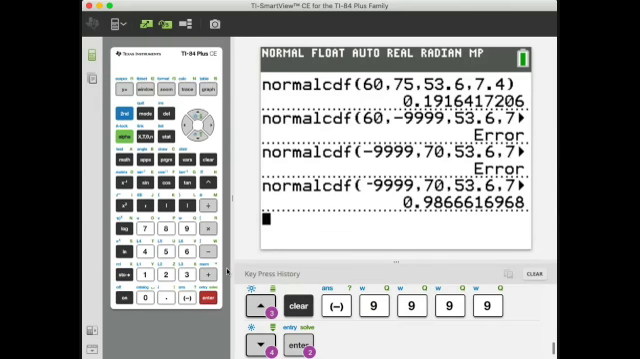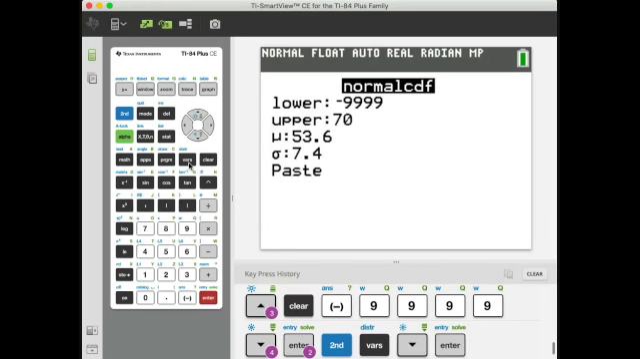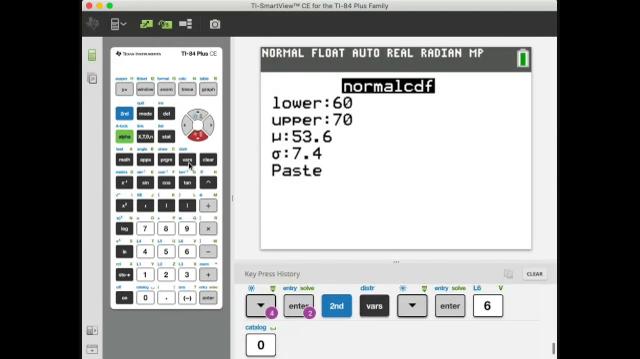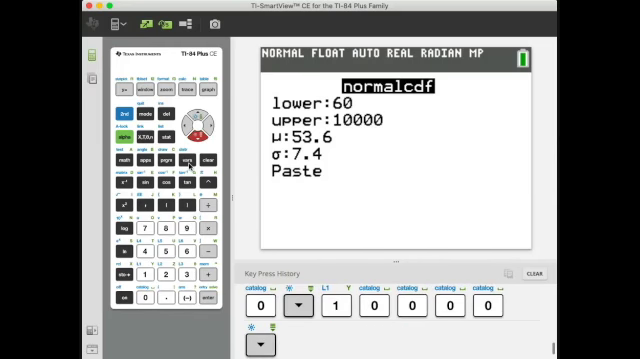Okay, so we are going to then do the last one. Very similar. This is normal CDF. Here we're saying at least 60. So our lower bound is 60. And for our upper bound now, we just put in some really big number, because you can't put in infinity. Or you can put in 10,000. Something like that. It won't matter. And luckily our calculator remembers the mean and standard deviation for us.